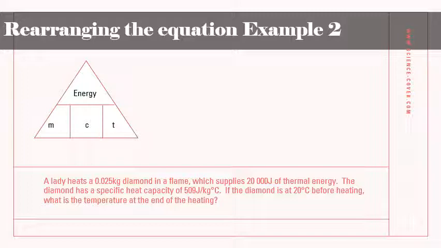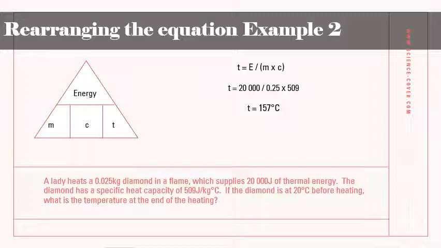So we are looking for a temperature change, so if we cover up the temperature change in the equation, it tells us that it's energy divided by mass times specific heat capacity. So then we can substitute in the numbers that we've got in the question for the letters. So temperature change is 20,000 divided by 0.025 times the specific heat capacity of 509. And this gives us a temperature change of 157 degrees Celsius.